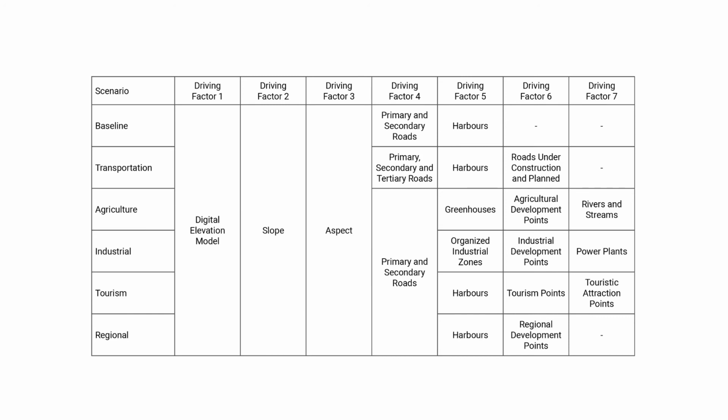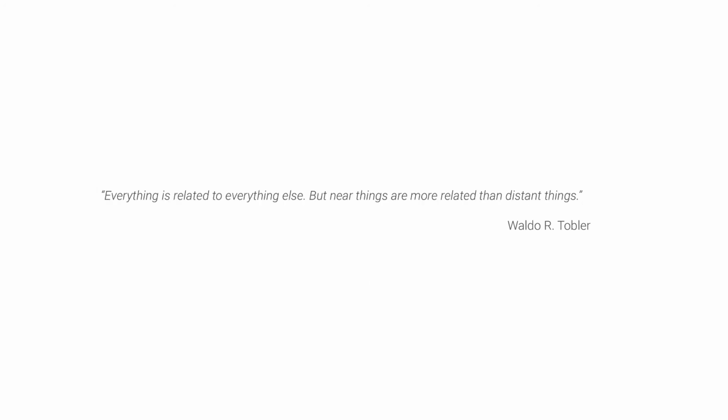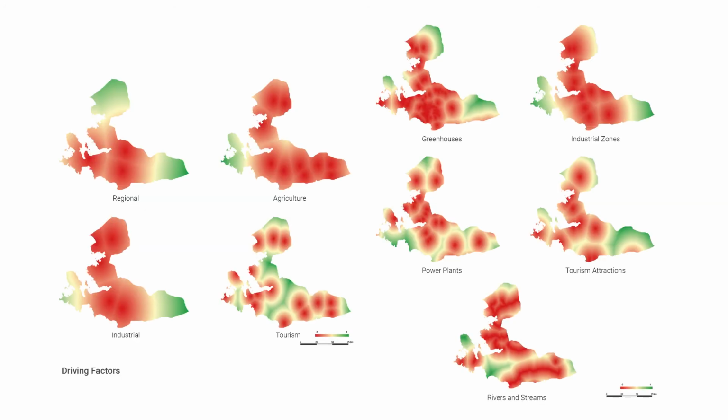Izmir intends to remain a harbor city, so harbors are of great significance for regional and tourism scenarios. Tourism scenario also incorporates tourism attraction points. First rule of geography according to Tobler is this: everything is related to everything else, but near things are more related than distant things. In the light of this law, the Euclidean distances of driving factors are computed to be used in simulation.